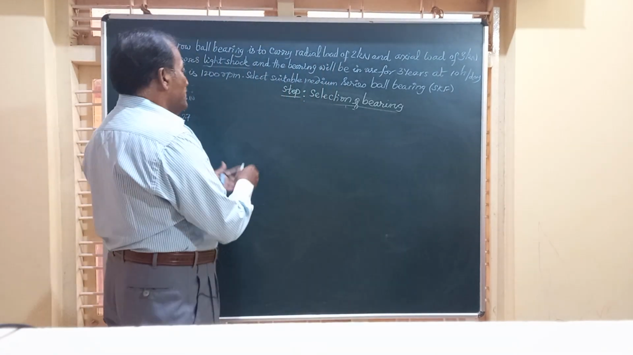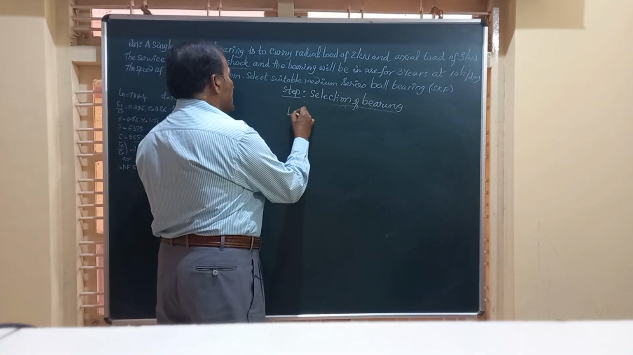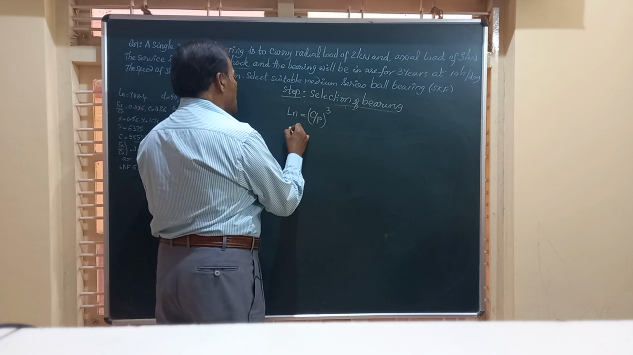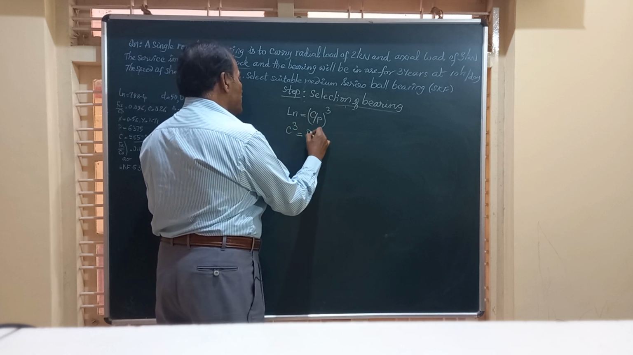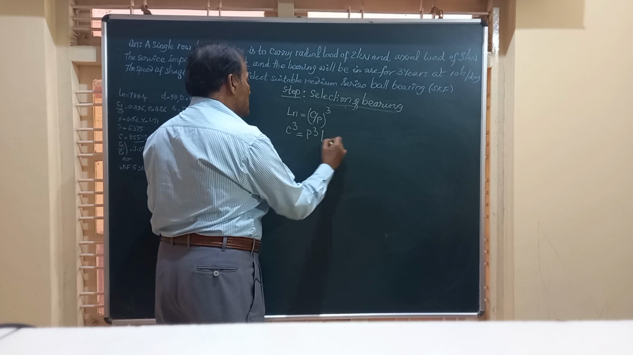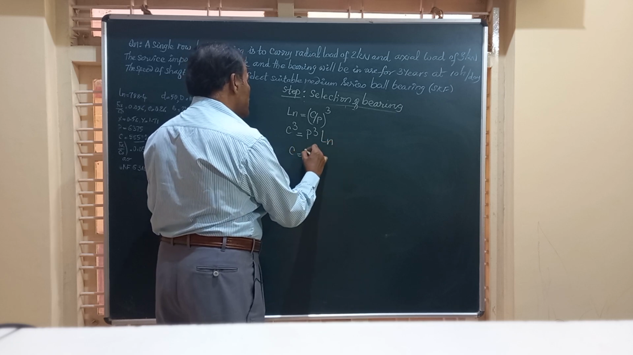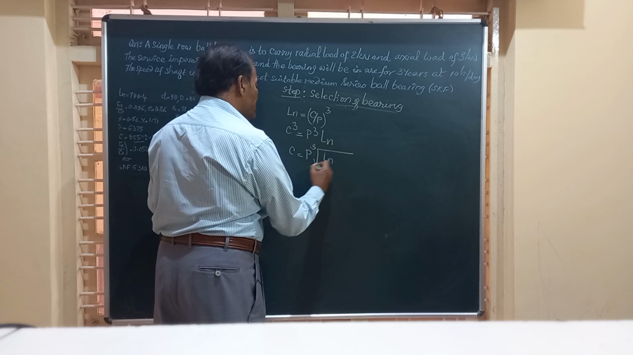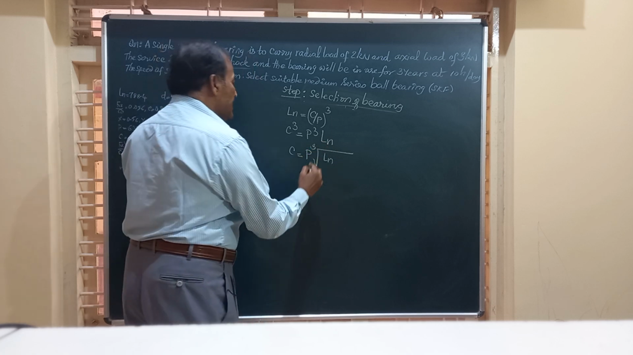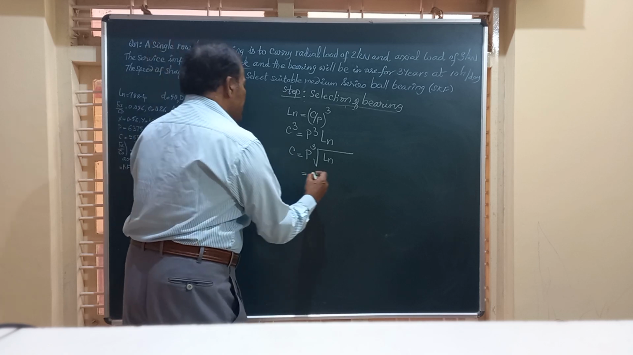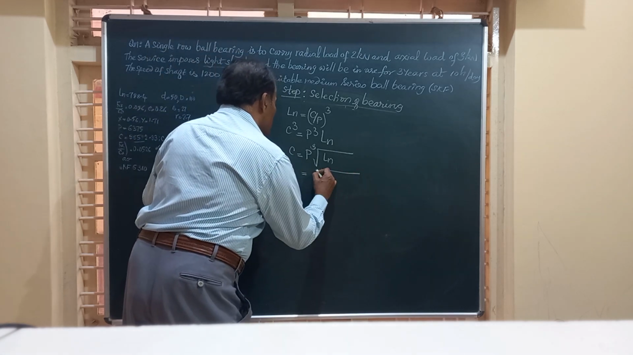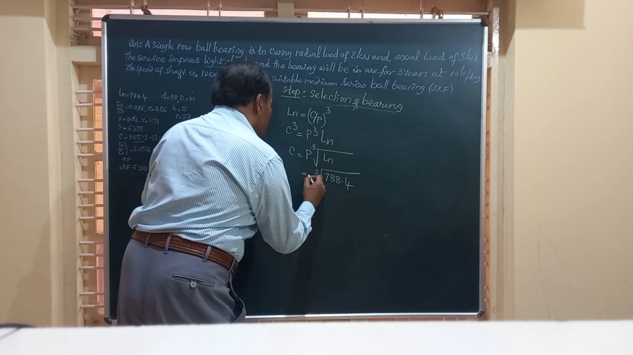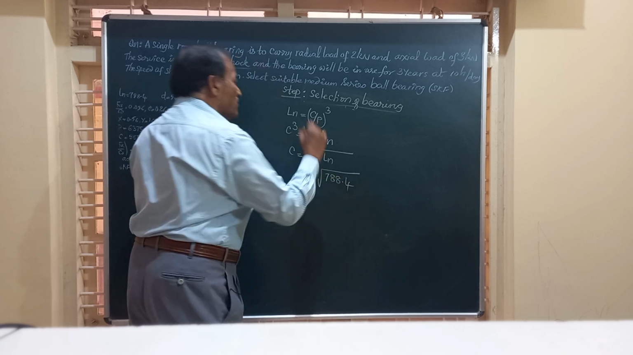So friends, we go back to that formula. Ln is equal to (C by P) to the power of 3, or C cube is equal to P cube into Ln, or the value of C is equal to P into cube root of Ln. So this Ln we have calculated as 788.4 and this P value you will have to find out.